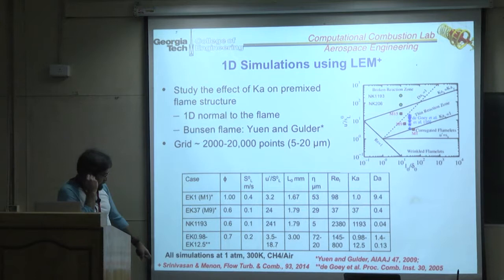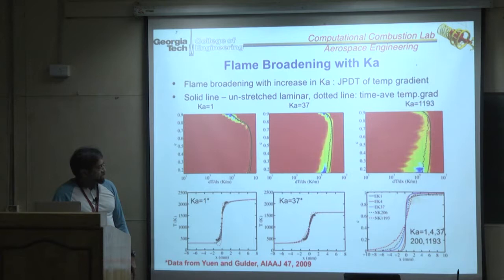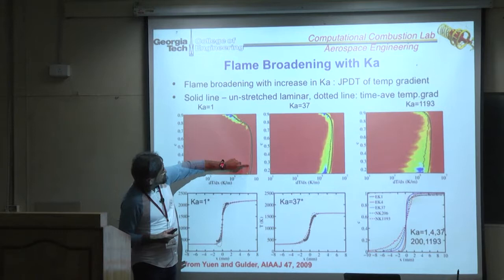There's a paper that was published recently which has more details. I'm just showing a few things. So here is Karlovitz number 1. The dots are experiments, and that's more like a flamelet. It's a very thin flame. This is plotting temperature over distance, showing the laminar value and the mean of the turbulent value.